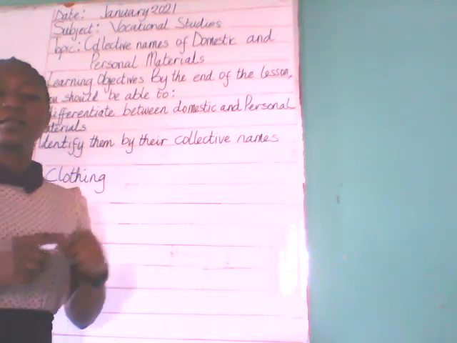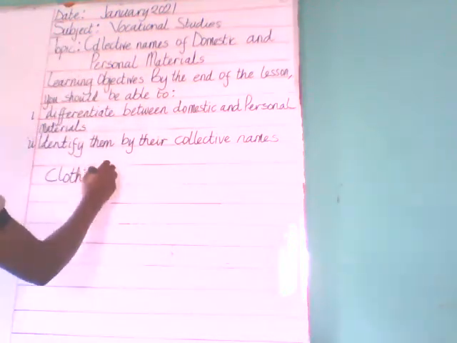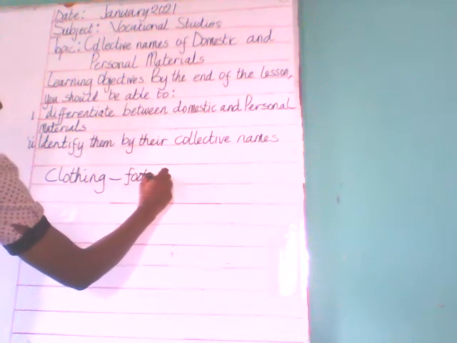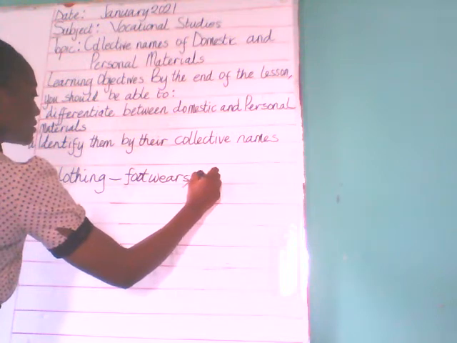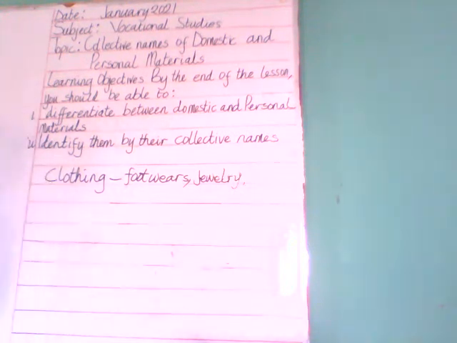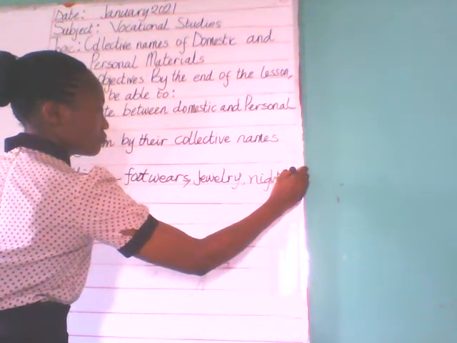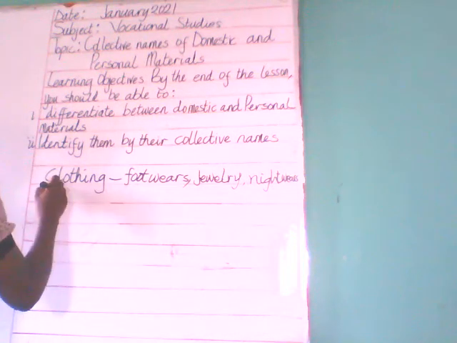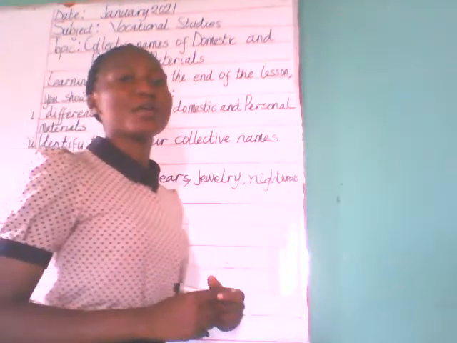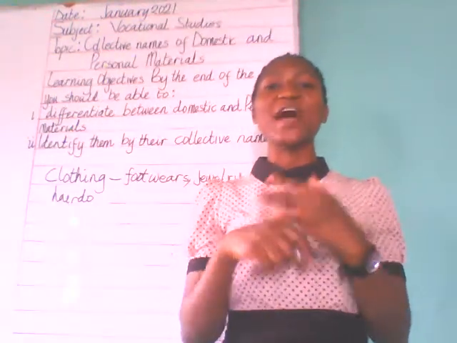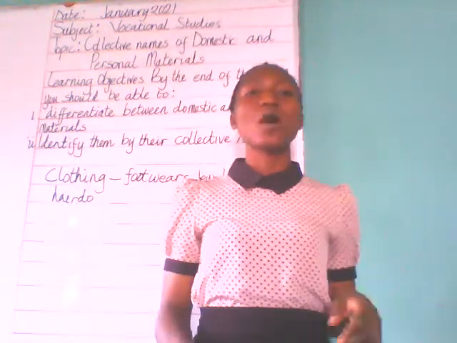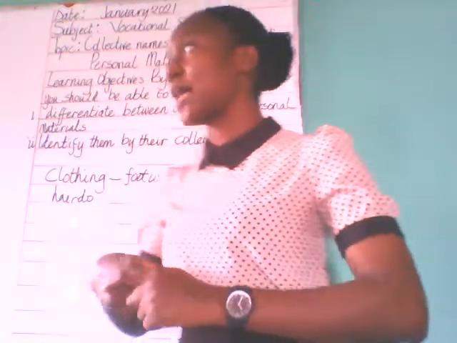Clothing includes the footwears, the jewelries or the jewelry, the nightwears, and then we have your hairdo. Now, why is it called clothing? Because it is what you use to beautify your personal appearance. It is what you use to do what? Beautify your personal appearance. Now, for the footwears, we have our sandals and we also have the shoes.